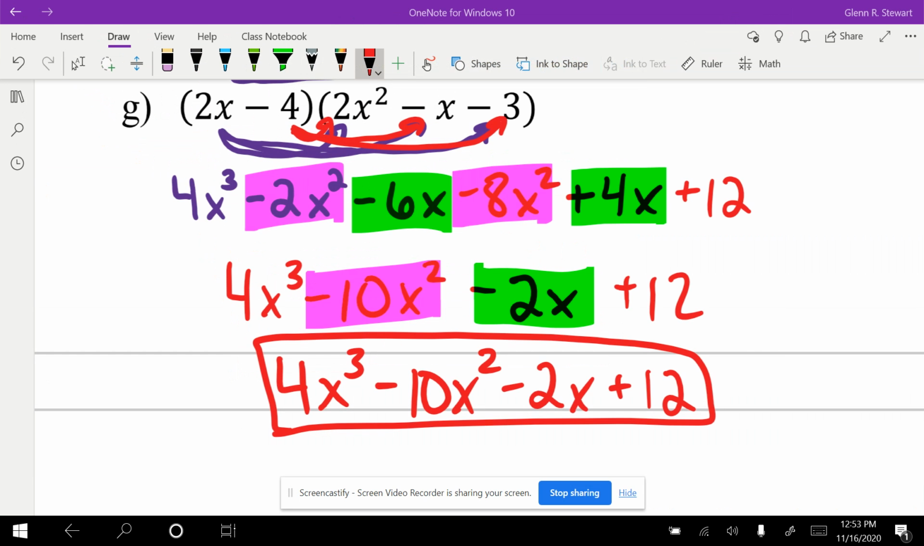Say that again. You can only combine things that have, for instance, if you have one term with an x squared and you have another term with an x squared, you can combine them. But if you have one term with an x squared and the other term with an x, you just have to leave it alone. Leave it alone. Okay.